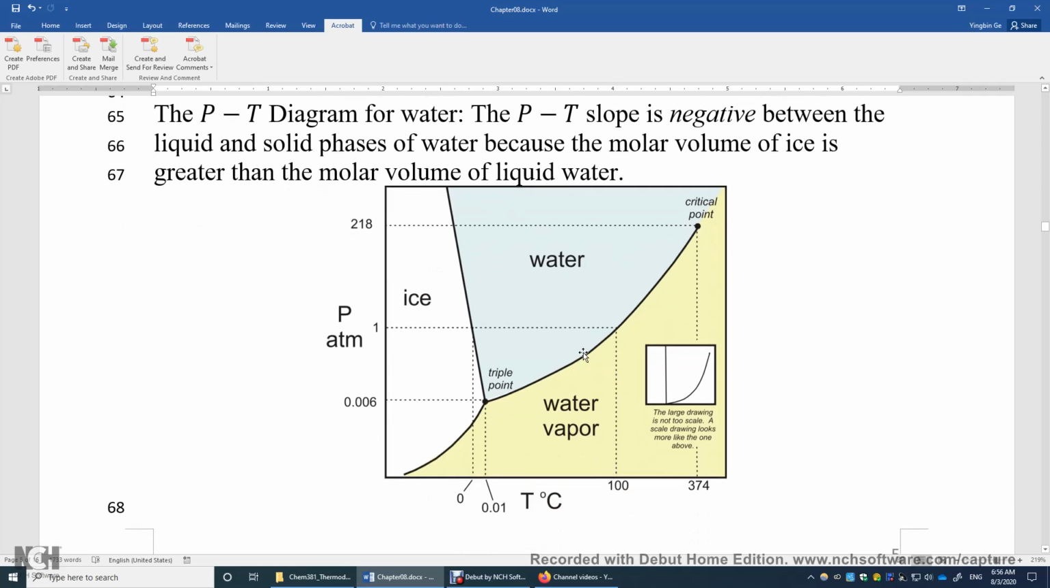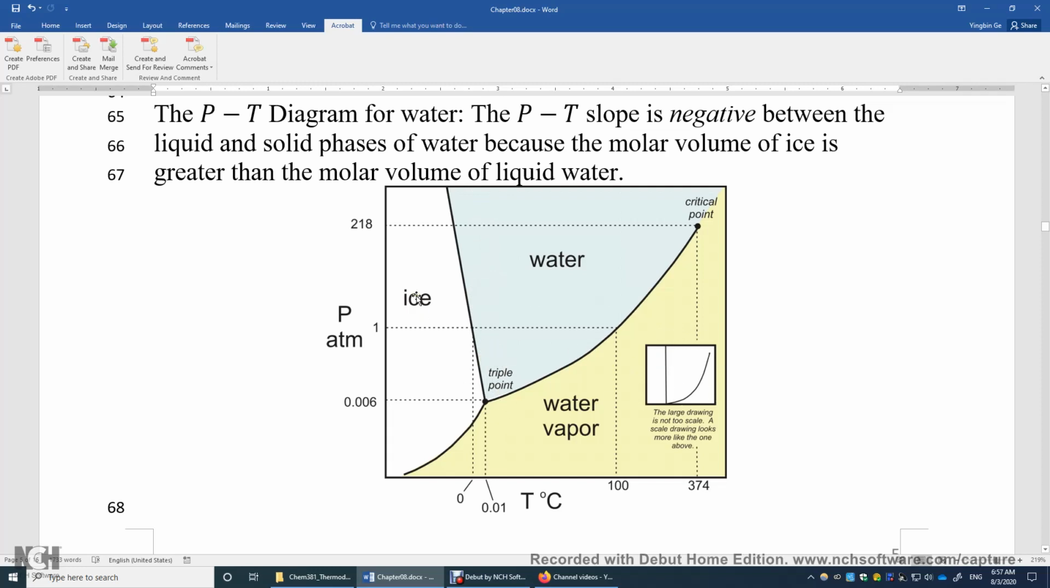The PT diagram of water. Again, this is water: ice, water vapor, liquid, positive slope, negative slope. Actually, this slope should be a very negative slope, so it's steep. It should be very steep because the molar volumes of ice and liquid water are very close, and that's why this dP over dT slope should be very, very negative. So it should be like that.